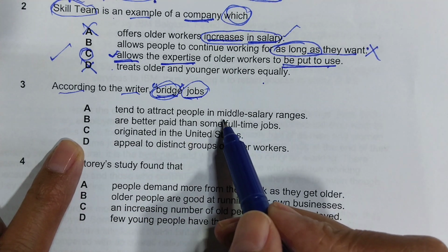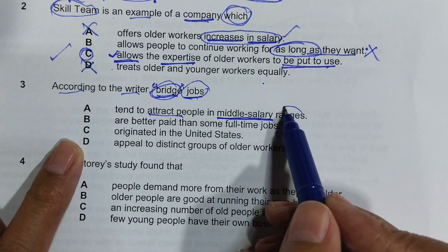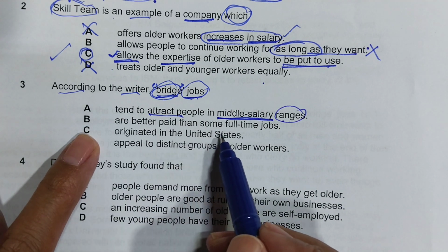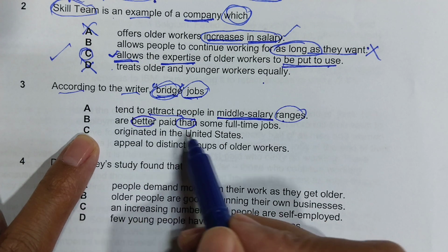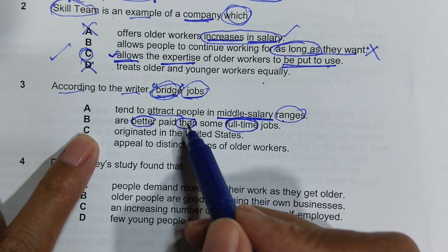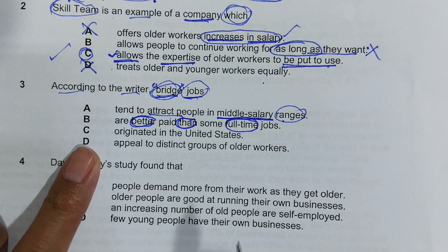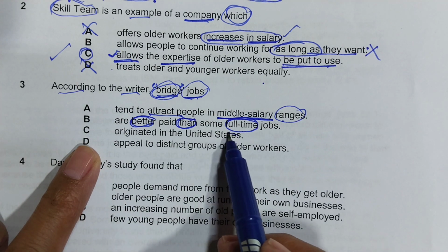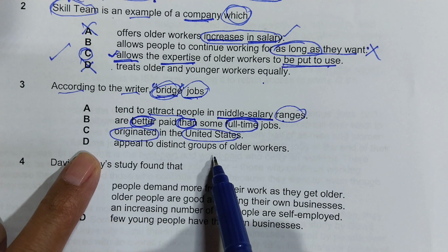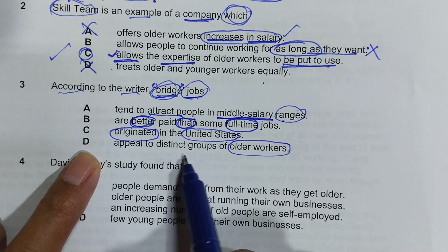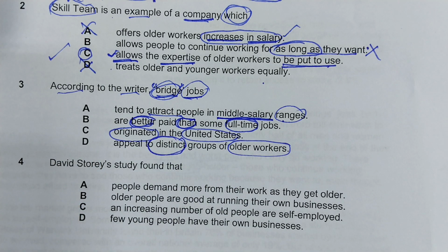Tend to attract people in middle salary ranges. Okay, attract people in middle salary ranges. Are better paid than some full-time jobs. Here is a comparison, better paid than full-time jobs, so we will find where the comparison is. But I didn't find the comparison when I was reading the passage. Originated in the US. Two keywords here, originated and US. Appeal to distinct groups of older workers. Distinct groups. No, I didn't find the information. Still, we will go for the detailed information.